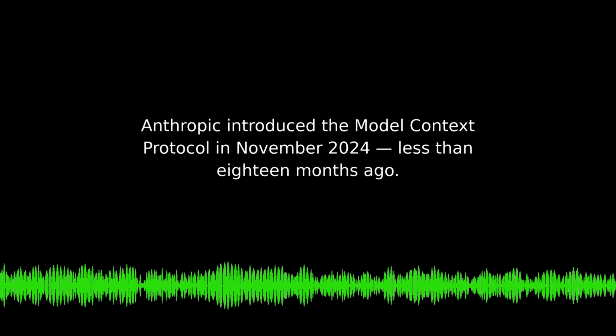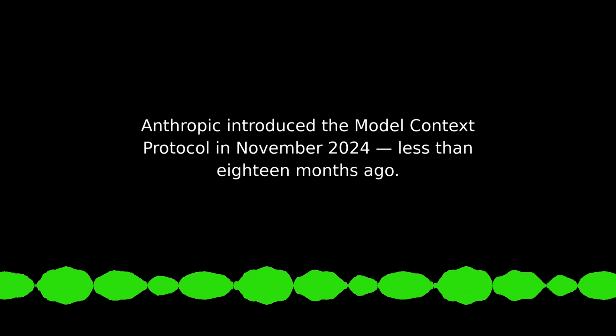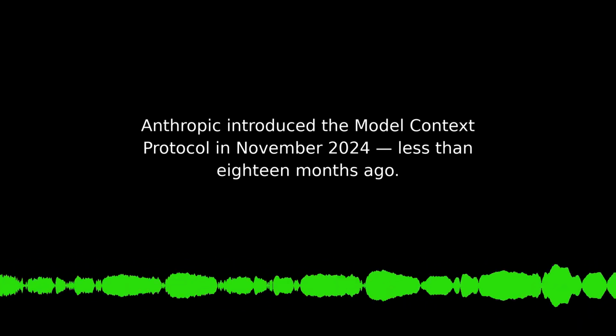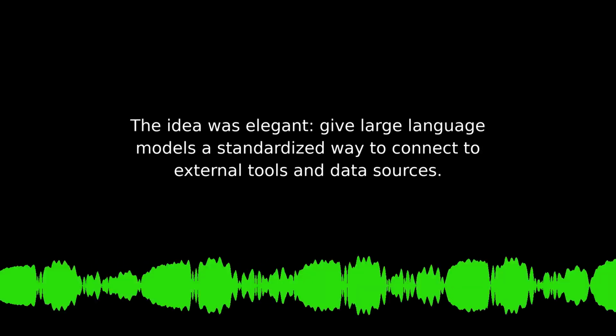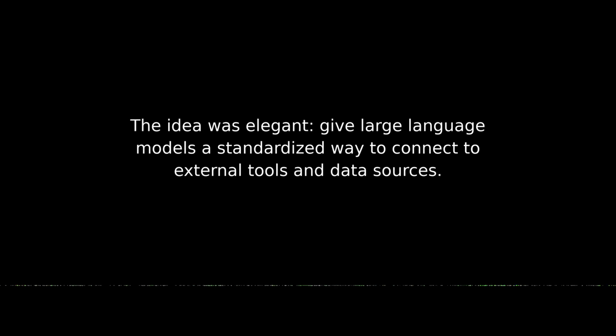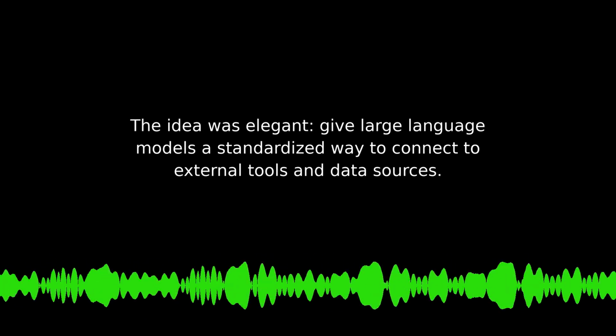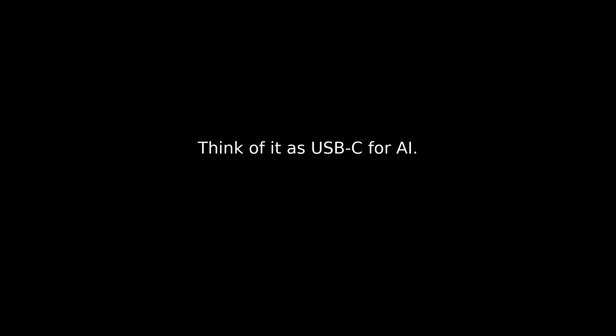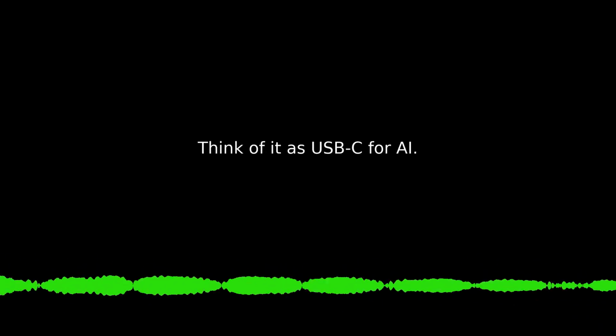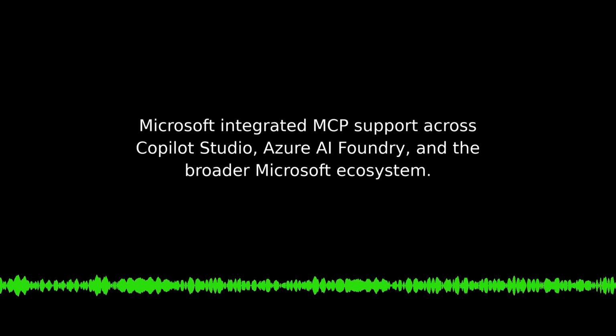Let's set the stage. Anthropic introduced the Model Context Protocol in November 2024, less than 18 months ago. The idea was elegant. Give large language models a standardized way to connect to external tools and data sources. Think of it as USB-C for AI. One protocol to rule all the integrations. And it took off. Rapidly.